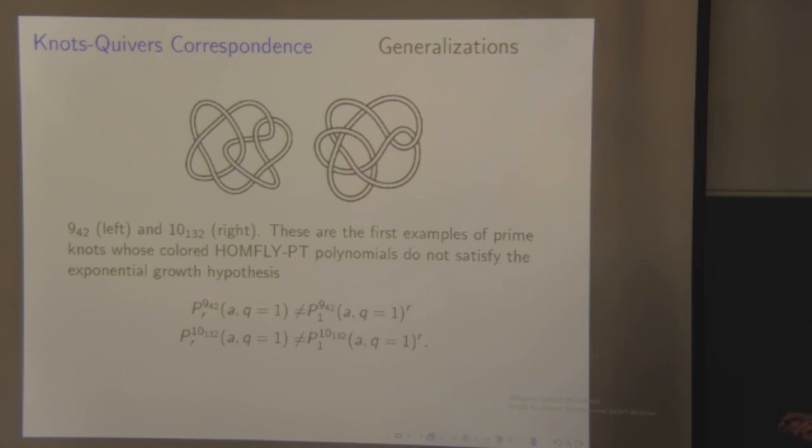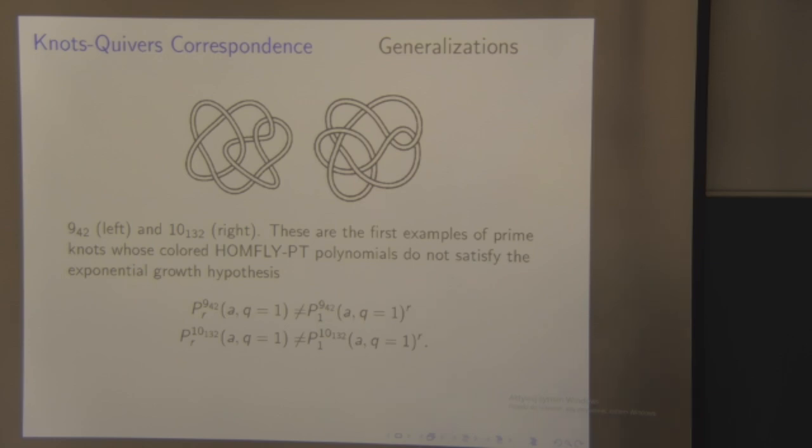So this is the key thing. The quiver generating series, as I showed you, cannot always reproduce this behavior. When you set q to 1, all the remaining n elements of the sequence are just powers of the first one. So that's its exponential growth. These knots are the first examples that do not satisfy that behavior, so they cannot have a quiver generating series as we know. So there's a generalized knots-quivers.